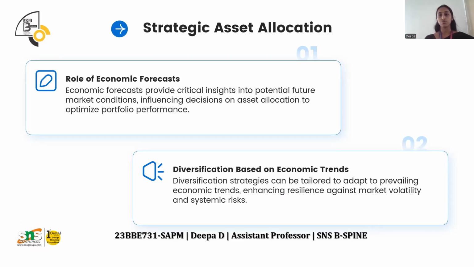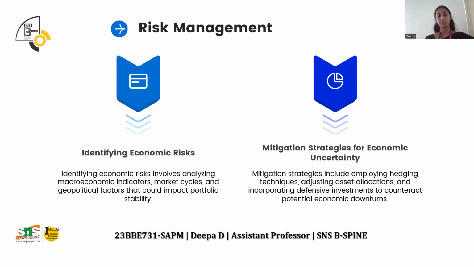We know that there are two major risks: one is systematic and another is unsystematic risk. The next part is risk management: identifying all the economic risks available in the market. Probably it may be market cycles, that is, the fluctuations, ups and downs. There are also many indicators, and we can say geopolitical factors too. So we study all these risks.